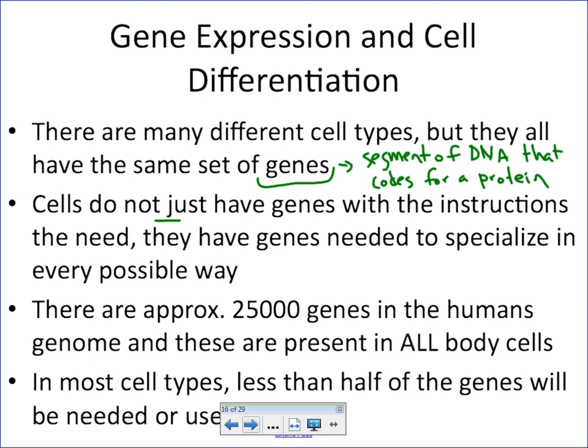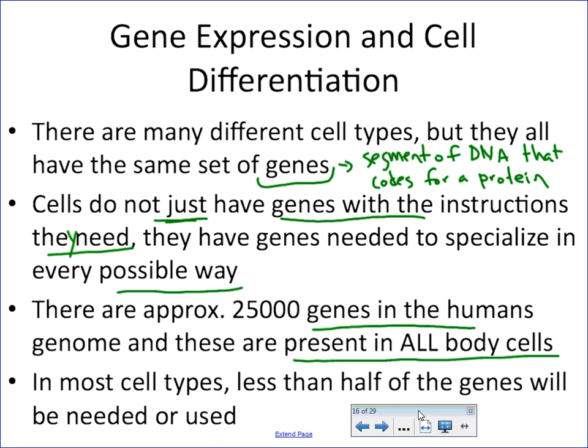So cells do not just have genes with the instructions that they need. They have genes needed to specialize in every possible way. So every cell contains DNA to become any other cell, essentially, or would have the DNA that any other cell could use. So all cells have the same DNA, they just access different parts of the DNA to perform their different roles. There are approximately 25,000 genes in the human genome within that human DNA sequence, and these are present in all body cells.